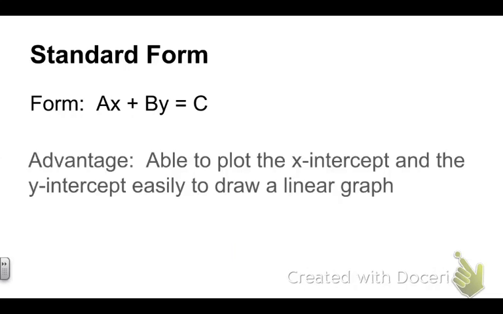So standard form is in the form ax plus by equals c. Now, why would we have this? What's the advantage? You're able to plot the x-intercept and the y-intercept very easily to be able to draw a linear graph. Again, if you have 2 points, connect them, it's a straight line, boom, there's your linear graph.